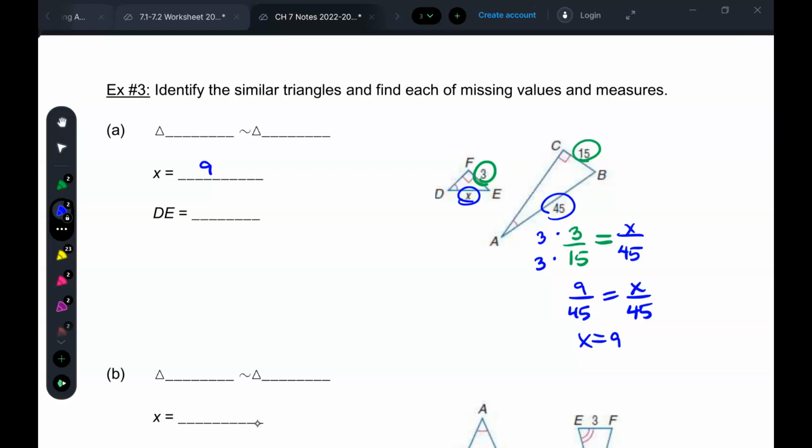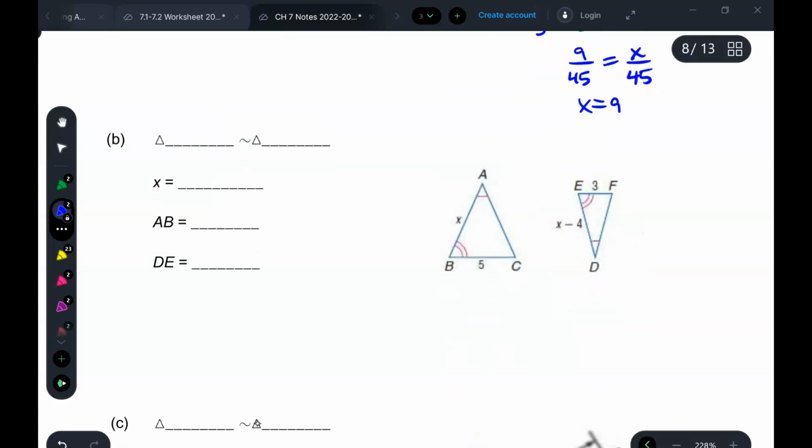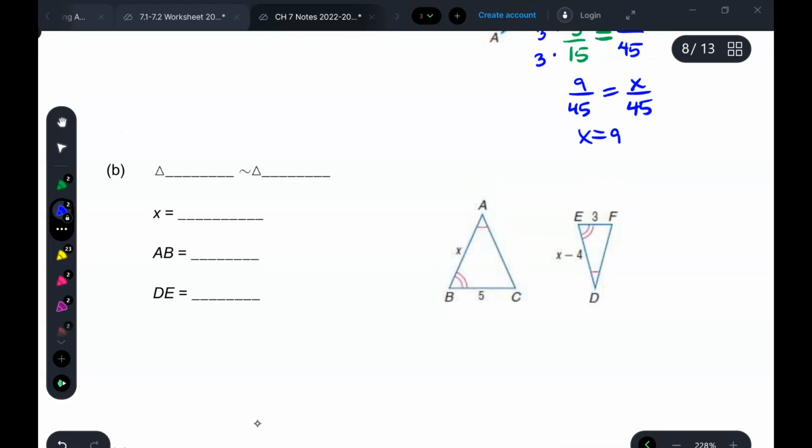Okay, what 2 triangles are similar? ACB and DFE. Okay, again, you can have those switched around, it doesn't matter. Amazing. Good. Okay. Also, if it helps to do the similarity statement first, you can.